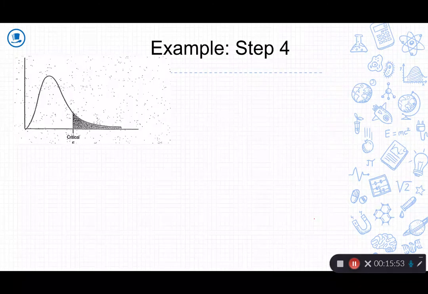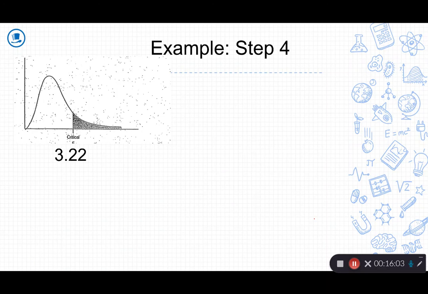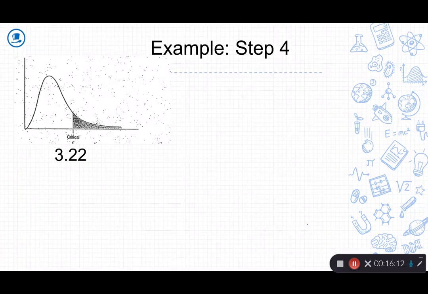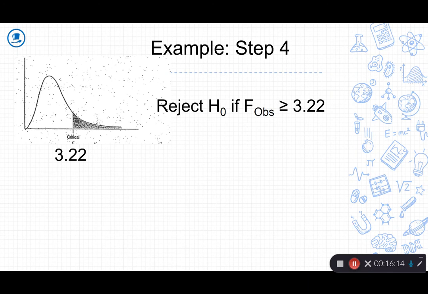Step 4 is making a decision and stating the conclusion. So, the rejection region, right, there's my skewed distribution, the F distribution, showing the rejection region marked off by the critical F for alpha 0.05, and our particular 2 and 42 degrees of freedom, that critical value is 3.22. So we're going to reject the null hypothesis if the F we observe is greater than or equal to 3.22.